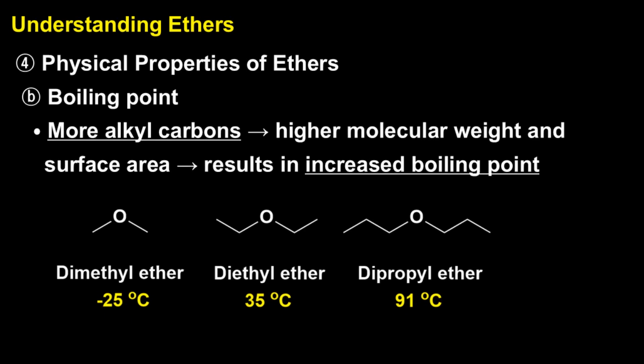Here's another clear trend. As the alkyl groups get bigger, the boiling point goes up. That's because longer carbon chains mean more surface area, which leads to stronger London dispersion forces. For example, dimethyl ether boils at -25 degrees Celsius, diethyl ether goes up to about 35 degrees Celsius, and dipropyl ether jumps all the way to 91 degrees Celsius. So more carbons means more molecular weight, more surface area, and a higher boiling point.